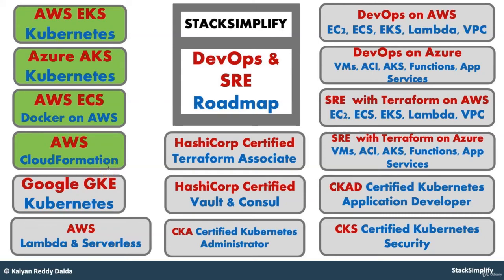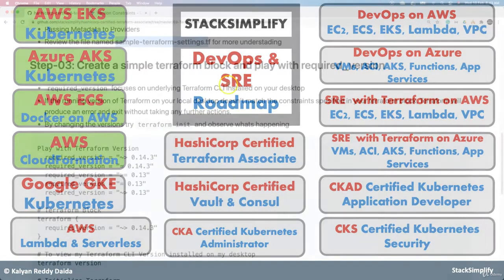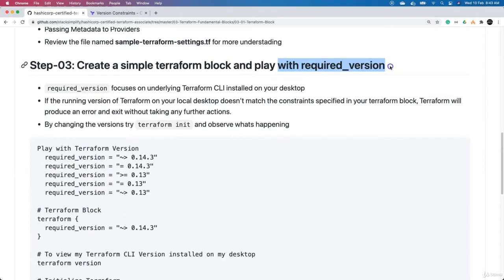Welcome back. In this step, we are going to create a simple Terraform block and then play with the required version attribute inside that respective Terraform block. So required version focuses on the underlying CLI installed on your desktop.